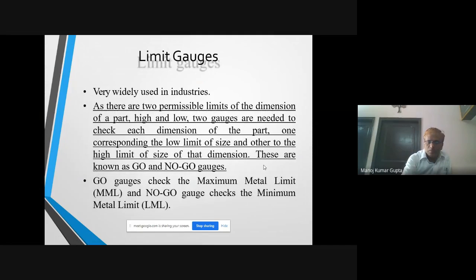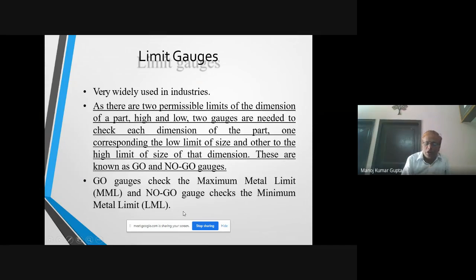Limit gauges. Limit gauges also are of go and no-go type. What are these? Suppose we want to check the tolerances. It is written here: maximum metal limit and minimum metal limit.